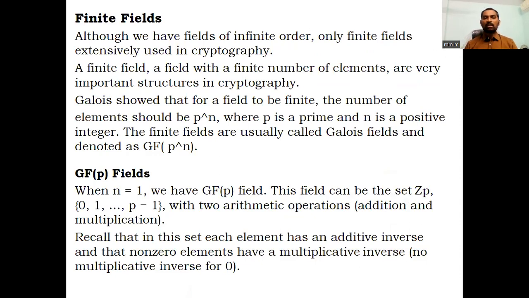Galois showed that for a field to be finite, the number of elements should be p power n, where p is a prime and n is a positive integer. The finite fields are usually called Galois fields and denoted by GF of p power n. So GF means Galois field. Now GF of p is a field again, where we are taking n as 1. When n is equal to 1, we have the GF of p field.